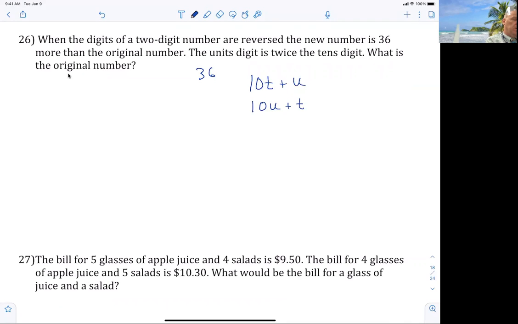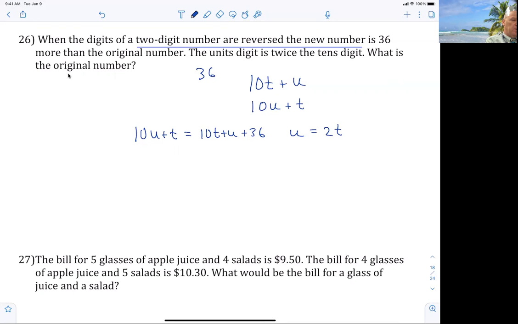All right. So it says when the digits of a 2-digit number are reversed. So we're talking about what? 10u plus t. The new number is 36 more than the original. So what's the original? 10t plus u, and then it would be what? Plus 36. And then it says that the units digit is twice the tens digit. You agree with that?